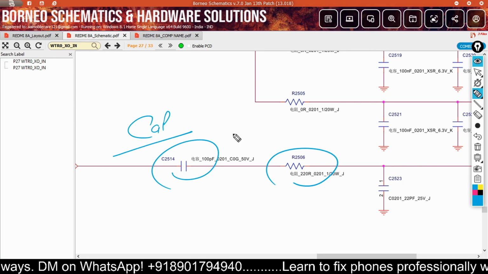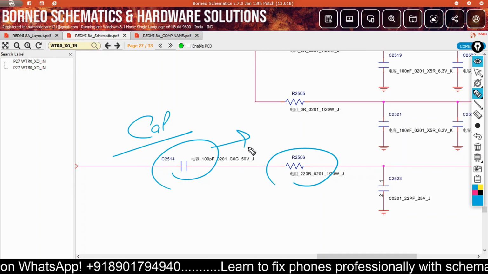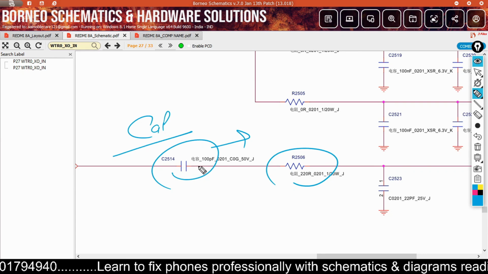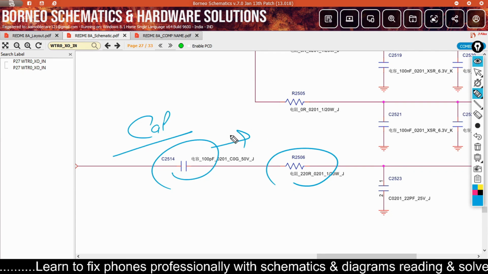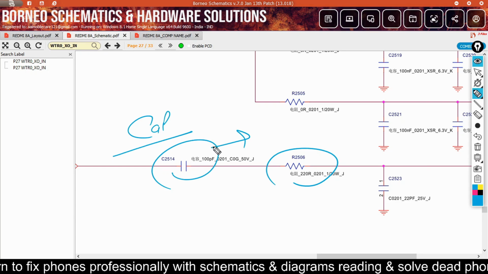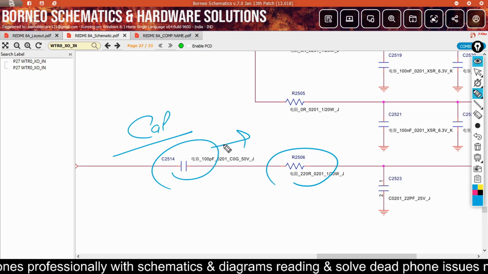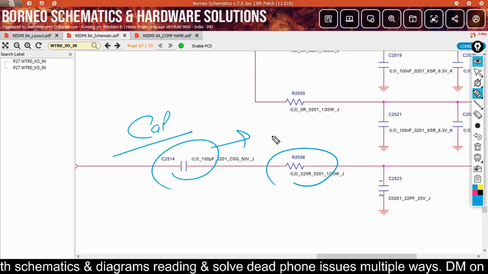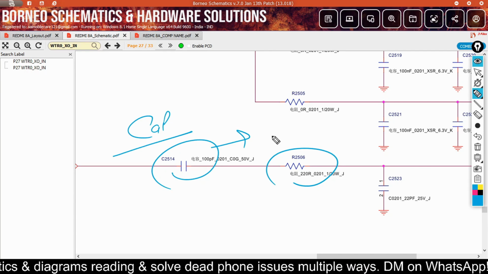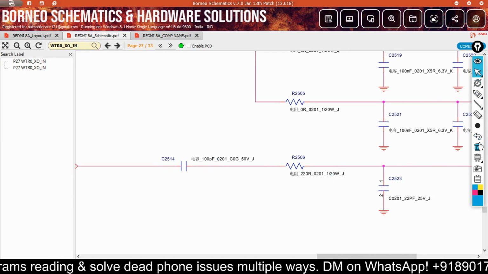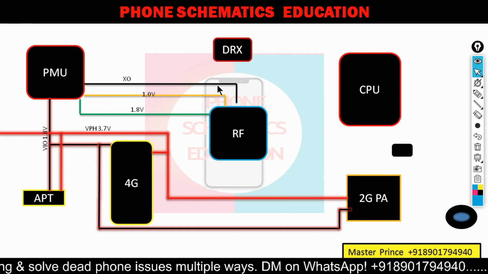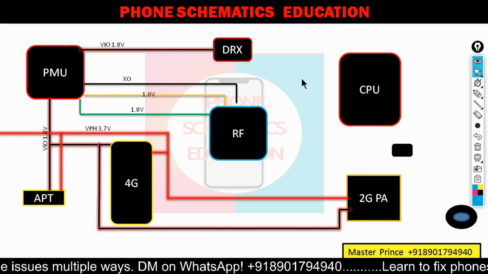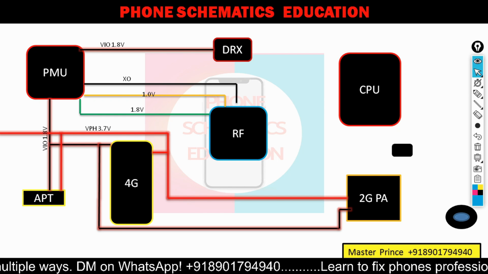I hope you get my point. If this capacitor is also missing, because this one is in series. So a series component is mostly important, right? So if this component is missing, your frequency does not pass into the RFIC. So your RFIC does not trigger, right? So hope you get my point. Now we go to the next. Clear this first, and now after this, the DRX IC, from PMU a line goes to the DRX IC, a 1.8 voltage.